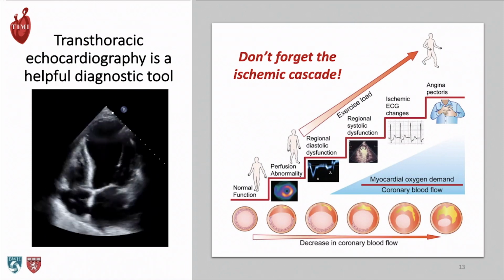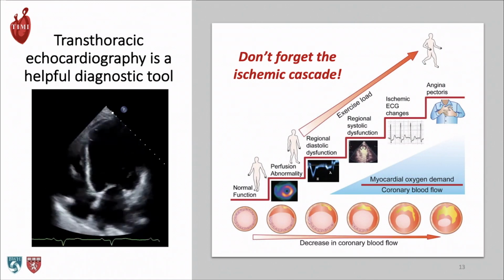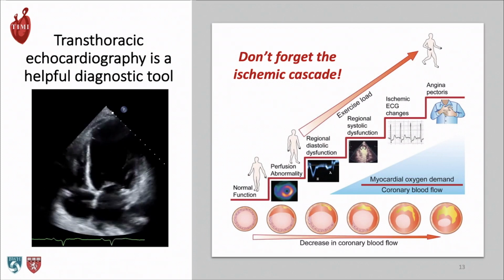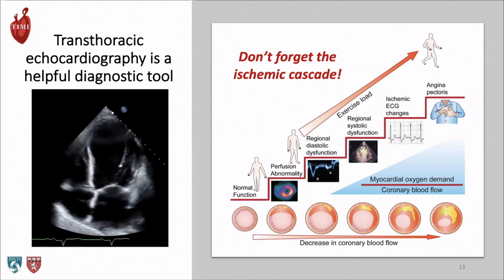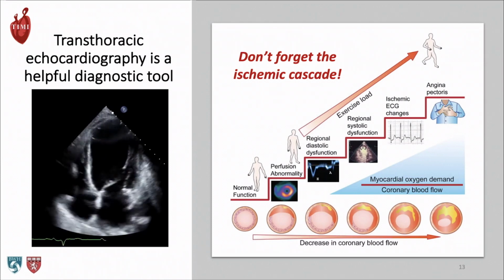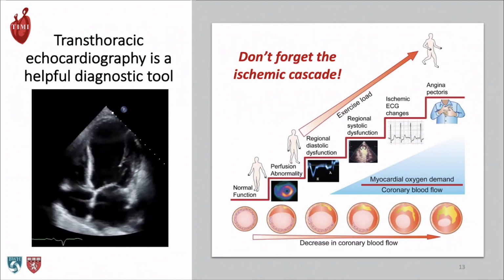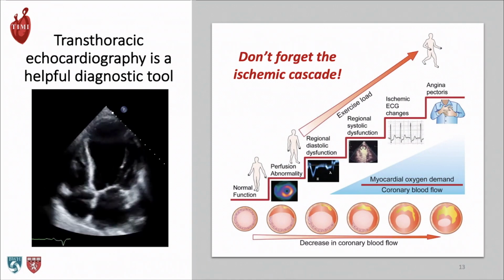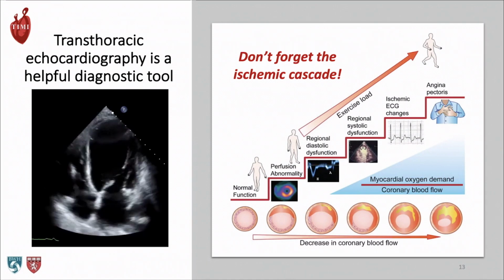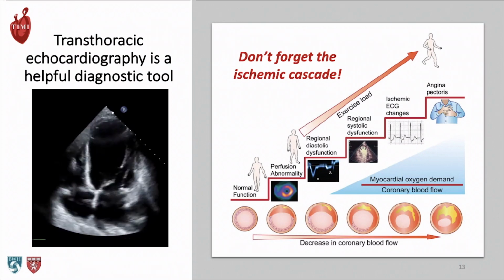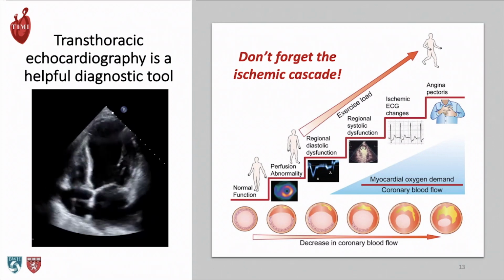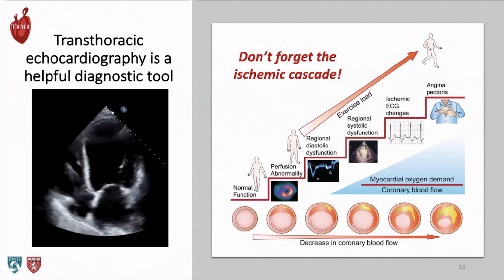And I think to understand the value of echo, it's important to remember the ischemic cascade. That's to say that when ischemia occurs, the first abnormalities that are detected are perfusion abnormalities, as might be detected on a nuclear scan, followed by regional diastolic dysfunction, followed by regional systolic dysfunction or regional wall motion abnormalities. And then after that is when we see ischemic ECG changes and clinical symptoms. So if you do an echo and you don't see any regional wall motion abnormalities, it sort of calls into question the diagnosis of acute myocardial ischemia going on. And that can help you sort out whether in fact this is an ACS or not.